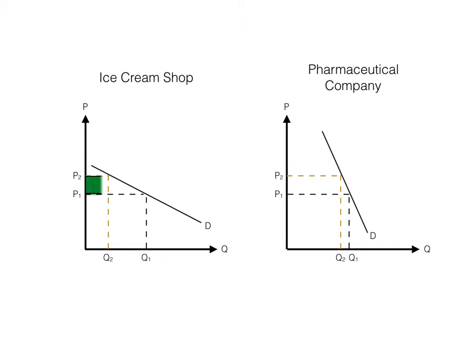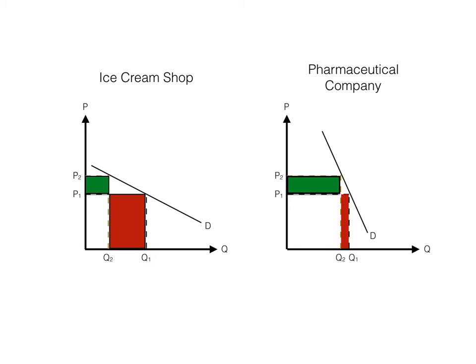Looking at the change in revenue, the green area for both shows the revenue generated from a higher price. Going from P1 to P2 creates more revenue for the company, but then it loses this revenue from the decreased quantity being sold. With the ice cream cones, we can see that the red swamps the green area, therefore raising the price in the ice cream shop caused revenue to decrease, whereas in the pharmaceutical company example, a higher price, because the green swamps the red, caused revenue to increase.